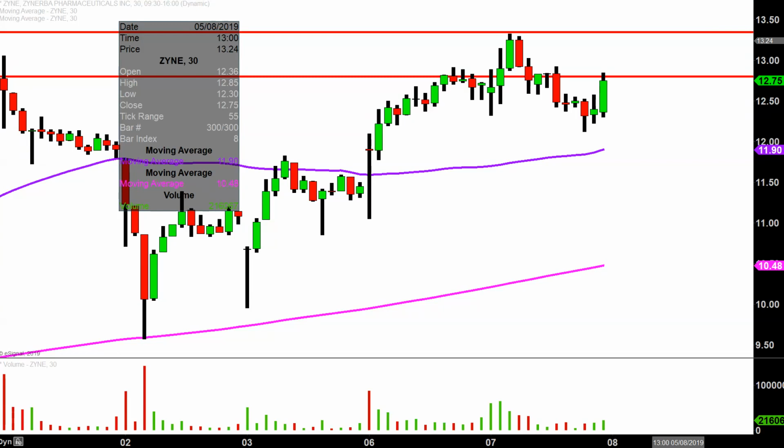So overall, nice recovery from a rough start, but we'll see if the bulls can build upon this and get the breakout going into Wednesday.